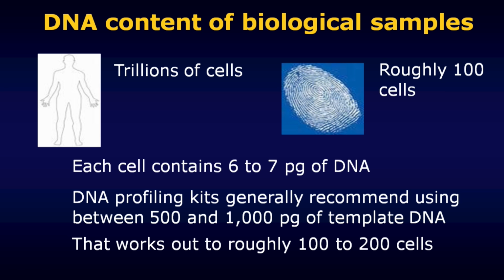Most kits recommend that the starting material correspond to about the amount of DNA that you would get from as few as 100 to 200 cells. All right, and again, that's about the same number of cells that you might find associated with a typical fingerprint. So the bottom line here is we don't need a lot of material to start, and we can get it from just about anything that's come in contact with an individual.